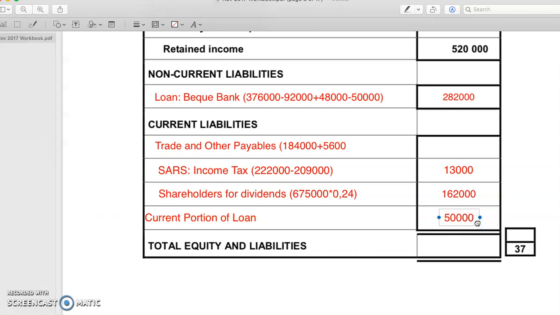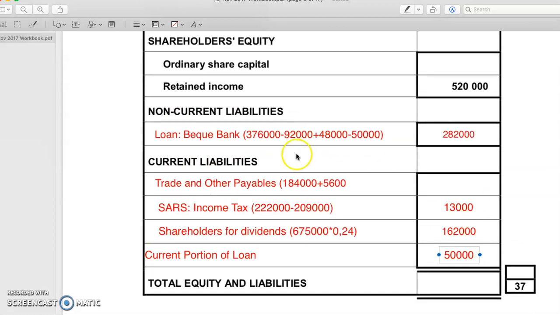Okay, so I think that's all we have for our loan, but it's many, many steps. Please remember, you subtract your installments, you add your capitalization. If there is a current portion of loan, subtract it and then move it to current liabilities. Okay, I hope everything's clear. I hope you guys are keeping up, and we're almost done. Yay.